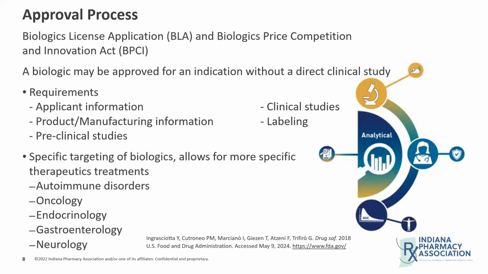Biologics are approved via the Biologics License Application, commonly abbreviated BLA, and the Biologics Price Competition and Innovation Act, or BPCI Act. This was designed to foster the development and approval of biosimilars, increasing competition, and then also potentially lowering the cost of biologic therapy as well. The complexity of these molecules, which we've touched on, allows for really specific targeting for therapeutic treatments. Despite the complexity of them, they play a large role in therapeutics.